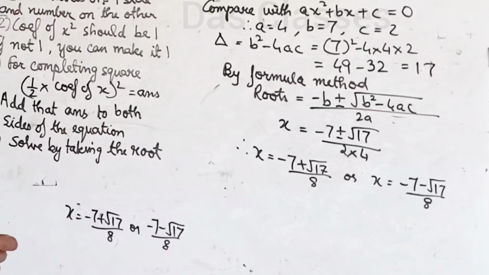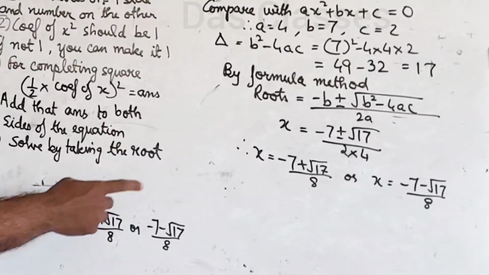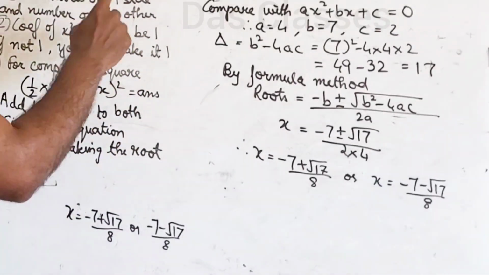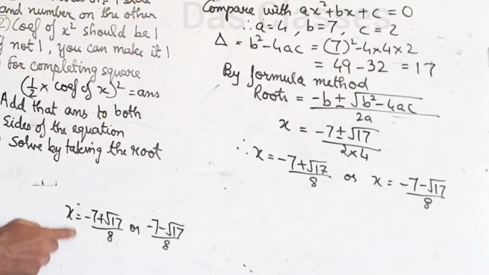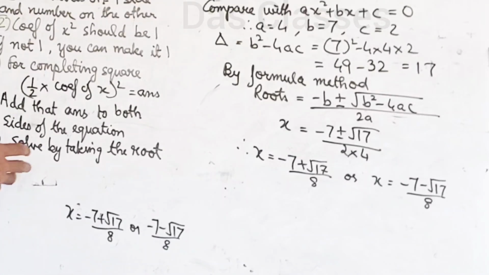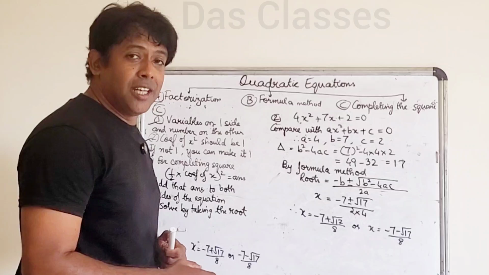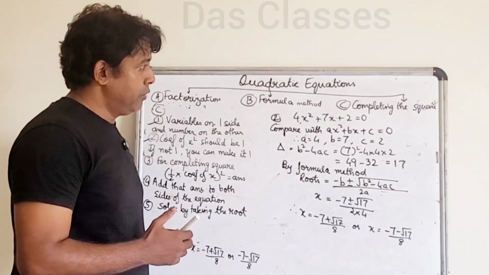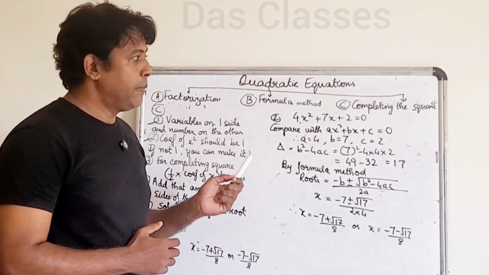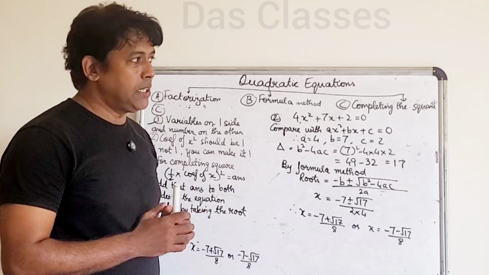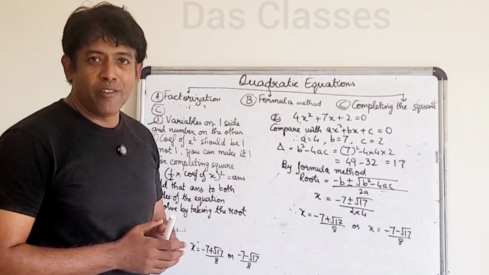Check out the answer. As you can see, by completing the square method also, we had got the same answer. So that is how you have to do the sum. So these are the three methods of solving quadratic equations. First method we saw in a separate video, and these two methods I hope you have understood.